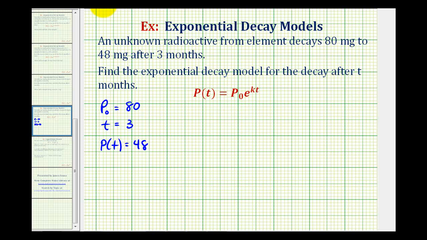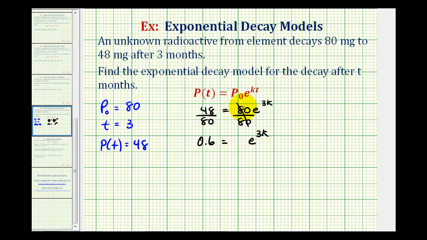Now we can sub these values into our exponential decay function and solve for k, the exponential decay rate. So we want to solve the equation 48 equals 80 times e raised to the power of k times t, but t is 3, so we have e raised to the power of 3k. And now to solve this, we want to isolate the exponential part. So we want to divide both sides by 80. This simplifies to 1, and 48 divided by 80 is equal to 0.6. So we have 0.6 equals e raised to the power of 3k.